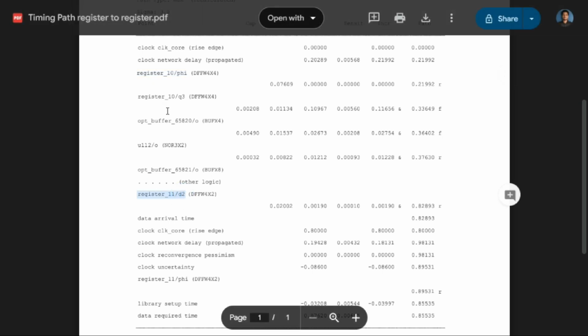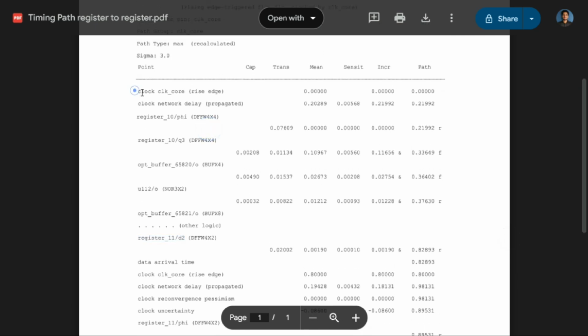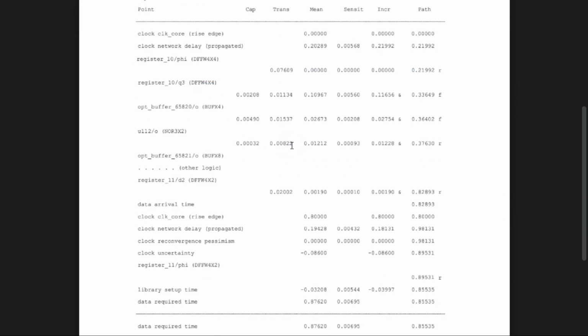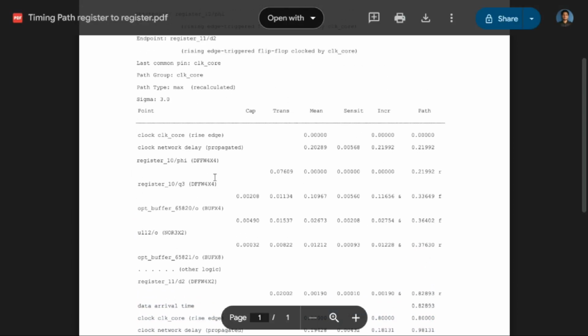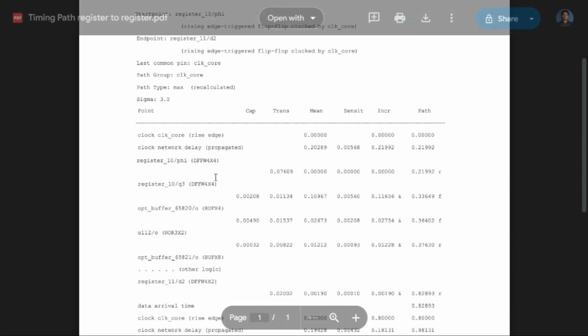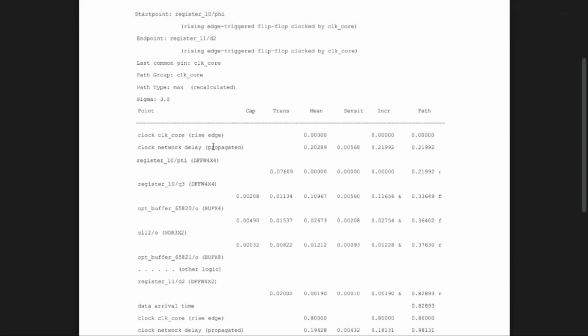But the other pins, which it is telling as clock network delay and this other part, are actually not the data path, this is actually the clock path. So in this case, as I mentioned, this is a simple report timing command where we haven't mentioned any other switches. There can be a switch called path type full clock. In that case, if we provide path type full clock or full clock expanded, we will get the cells within this clock path as well.